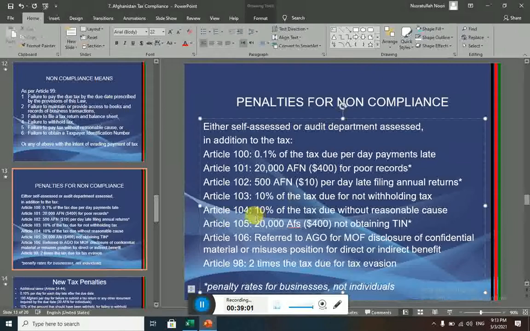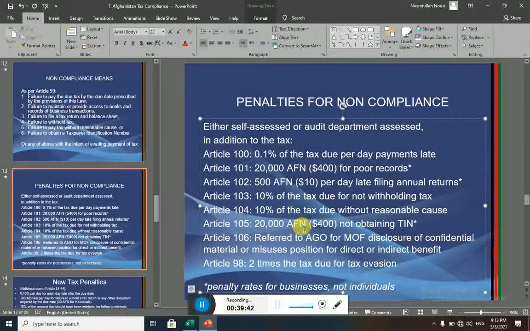And then we have Article 104. It says 10% of the tax due without reasonable cause. Okay, then we have Article 105. It says 20,000 Afghanis for not obtaining a TIN. If we have not obtained a TIN, or we have not obtained the TIN for our employees or for ourselves, then the Ministry of Finance will charge us 20,000 Afghanis as a penalty.